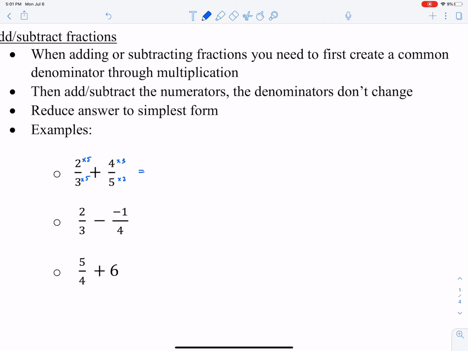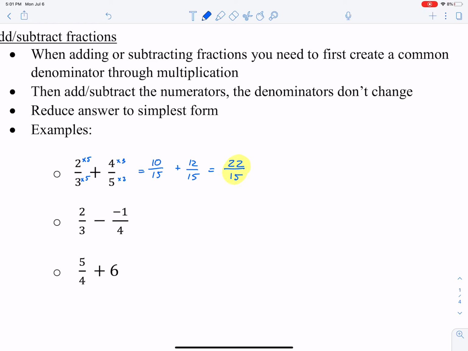So then we get 10 over 15 plus 12 over 15. Okay. When you're adding and subtracting, you only add and subtract the numerator, so these numbers on top. The bottoms don't change. So this final answer is going to be over 15. Okay? We ignore that. So we're just going to add these two together, 10 and 12. When we add 10 plus 12, we get 22. Okay? We look to see if we can reduce it. In this case, we can't, so that's the final answer.